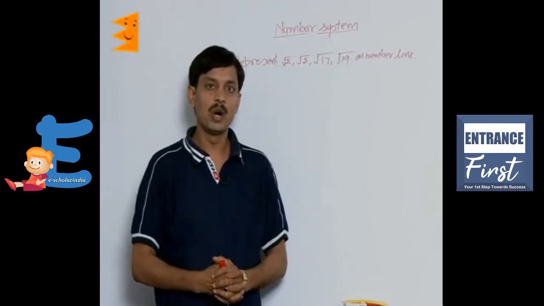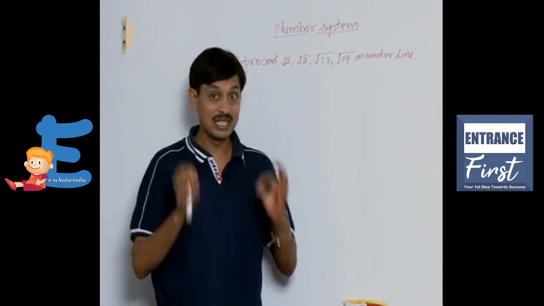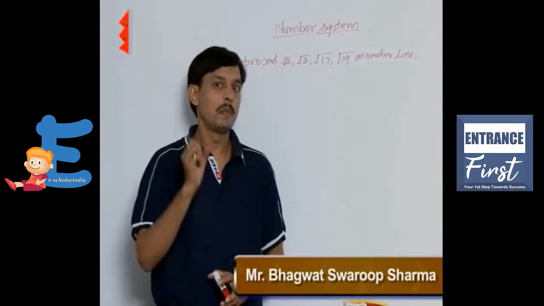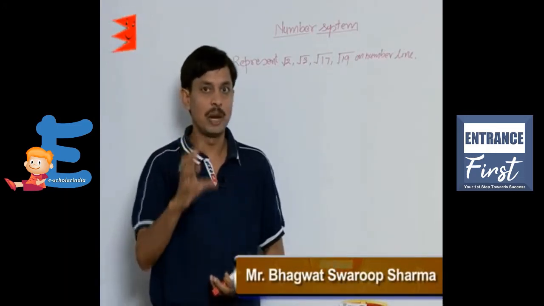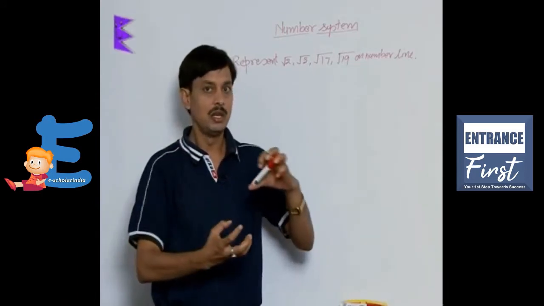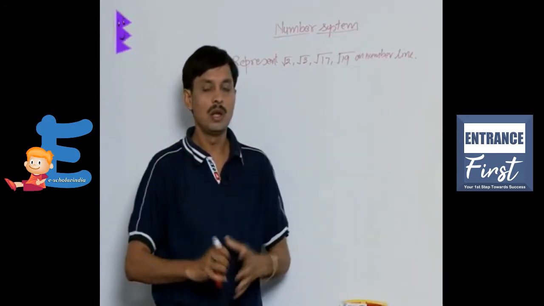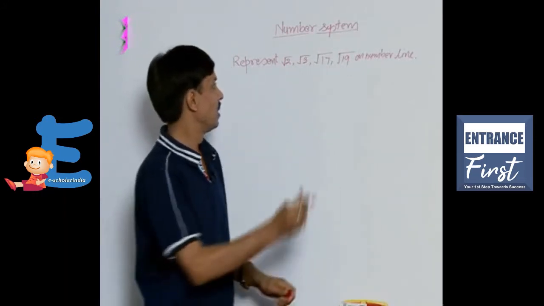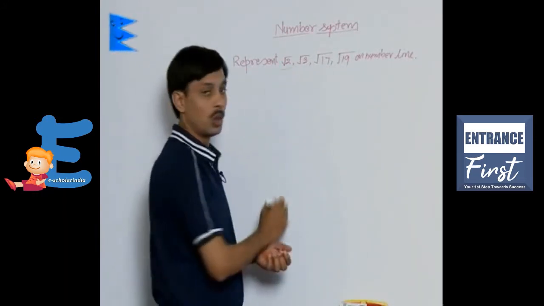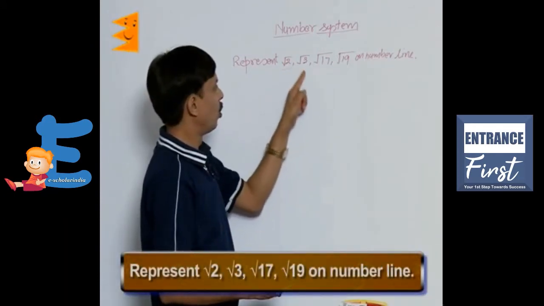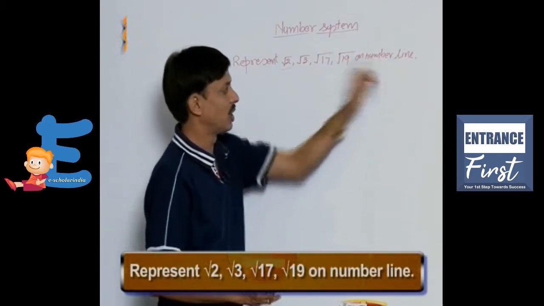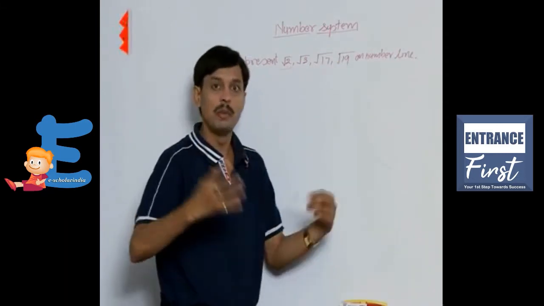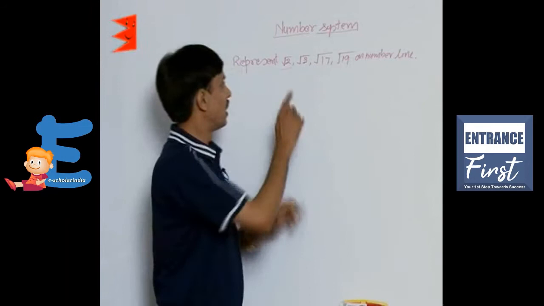Now I want to tell you how to represent the irrational numbers on the number line. We will use the Pythagoras theorem here. The concept of the Pythagoras theorem is very helpful for representing irrational numbers on the number line. First, root 2. Represent root 2, root 3, root 17, root 19 on the number line. I am taking 4 examples here. With the help of this, you will become quite comfortable.